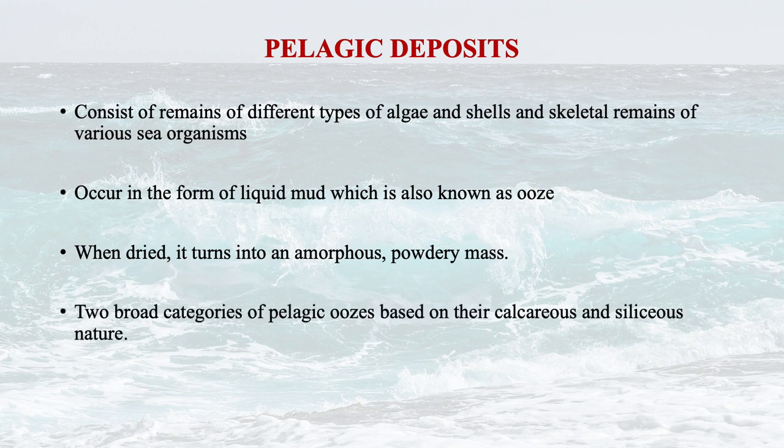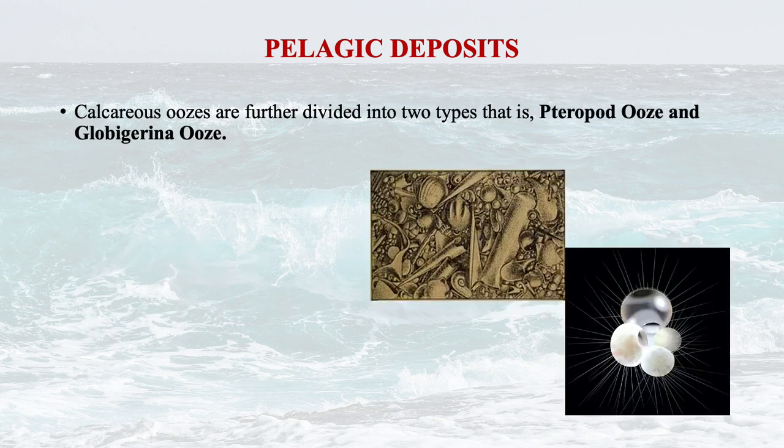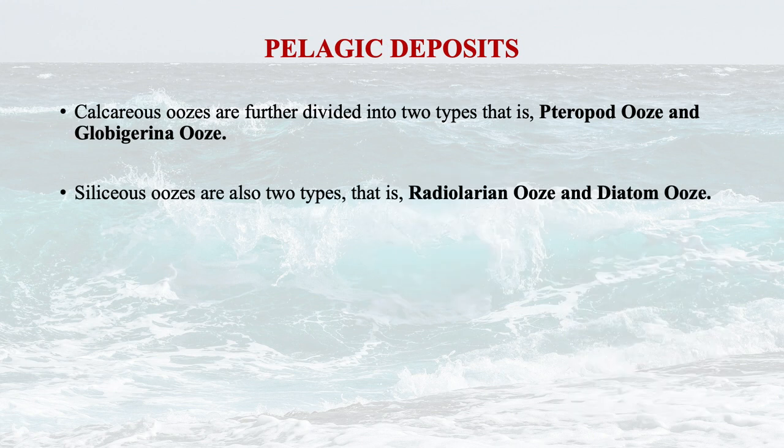Now there are two broad categories of pelagic oozes based on their calcareous and siliceous nature. Calcareous oozes are further divided into pteropod ooze and globigerina ooze, and siliceous oozes are also of two types, that is radiolarian ooze and diatom ooze. Now let us study briefly about them.